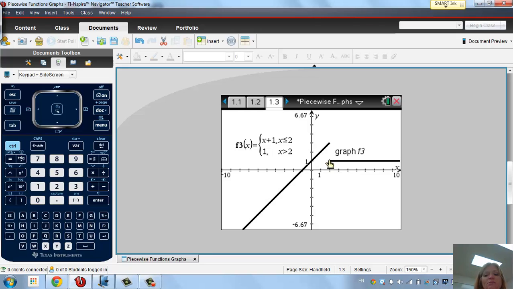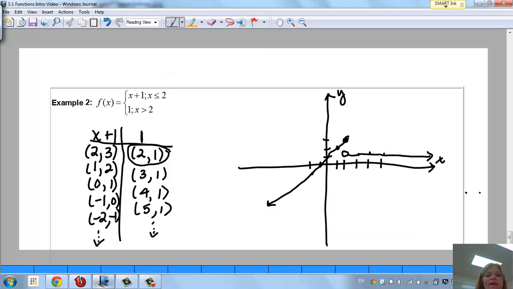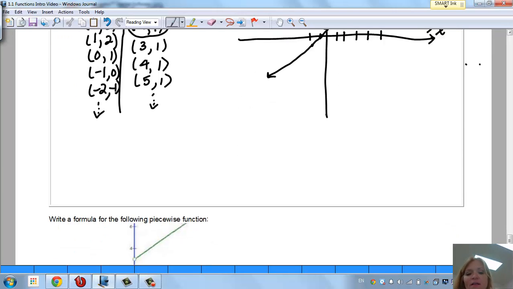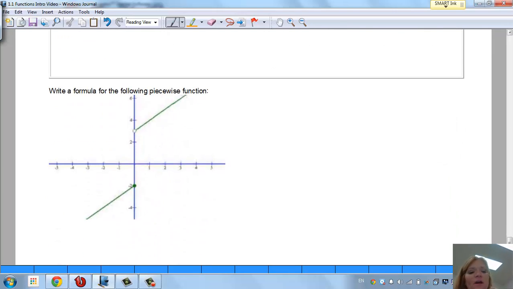Okay, so this point right here doesn't really exist, but it starts from there over. Okay? Now the last one, we're actually going to find the formula for one that's already set up. So this is how you do this, and I'm going to go step by step. But I have two pieces. Remember what I told you, when we do the piecewise function, we go top down, left to right.